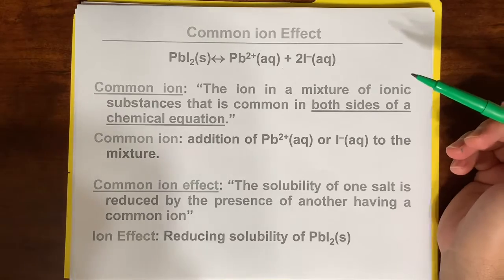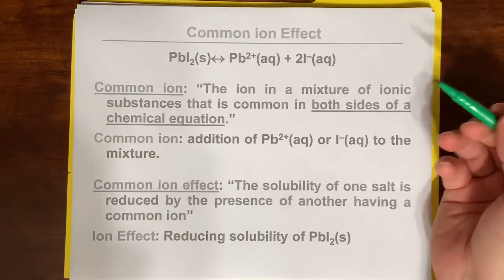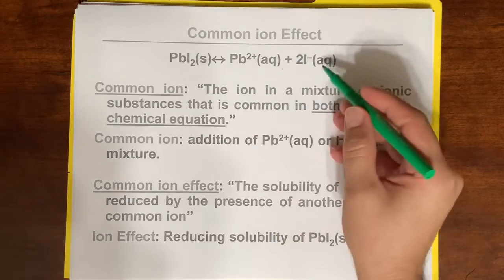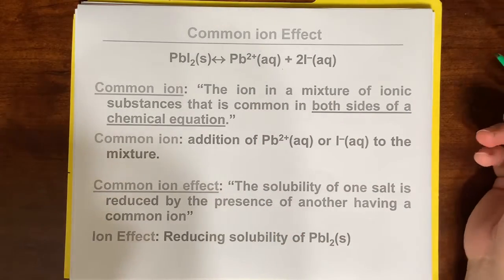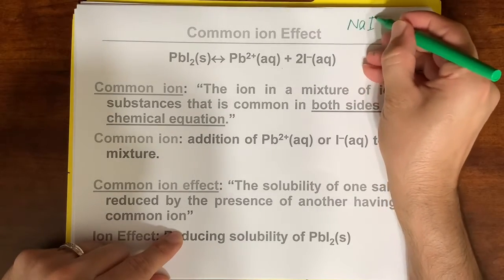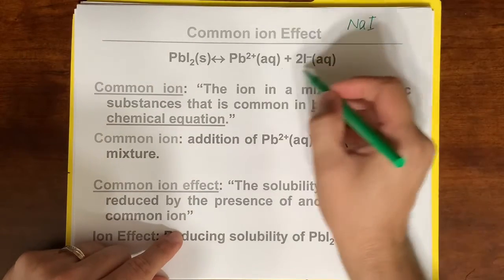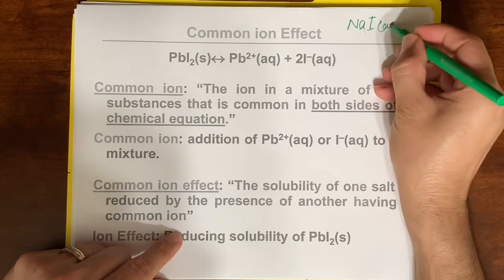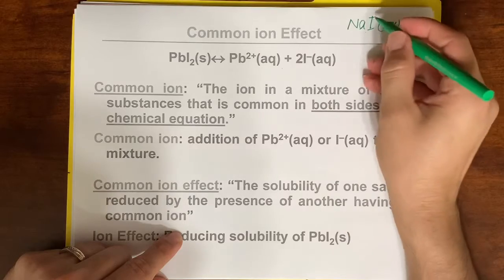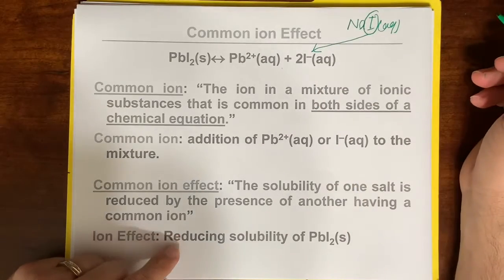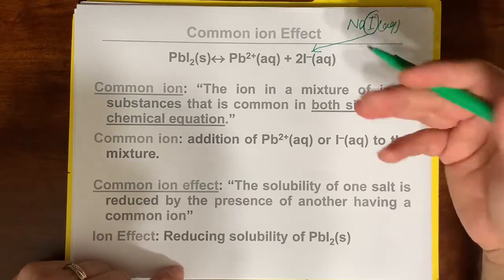Okay, so common ion effect. What's a common ion? A common ion is an ion that you are adding that is equal to either lead or iodide in this case. So for example, if you are adding sodium iodide, the common ion, you look here, lead: I don't have lead inside the formula. I have iodide, so this one will be the common ion, the one that they are sharing.